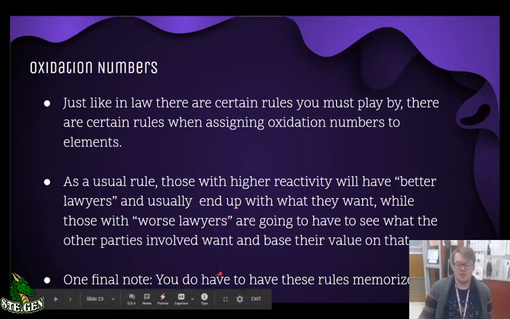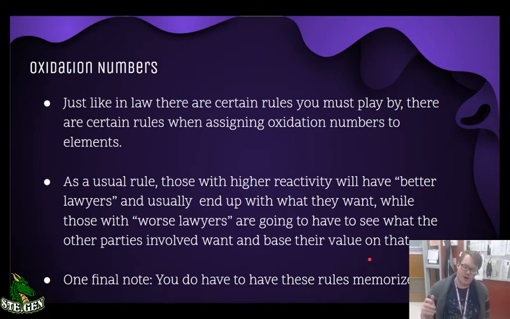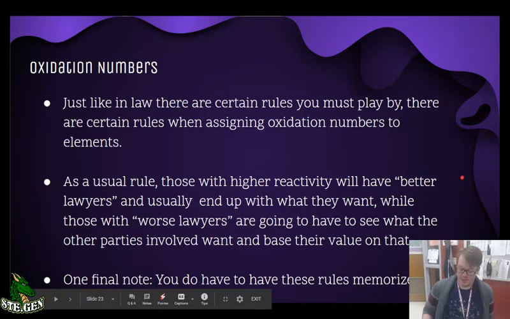One final note is you do have to have these rules memorized. There's only about 5 of them, and most of them are pretty straightforward. So make sure that you have them memorized because you need to know them for the test.